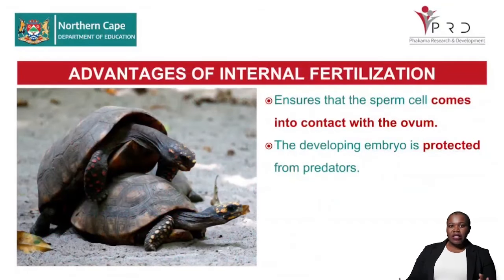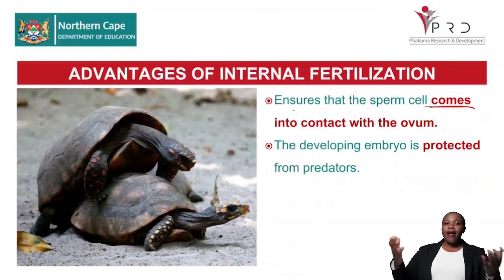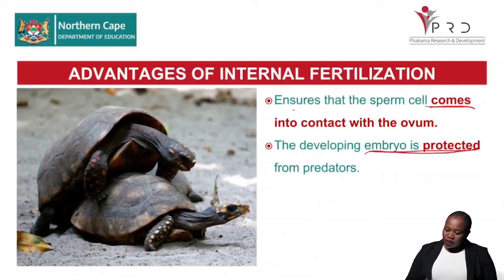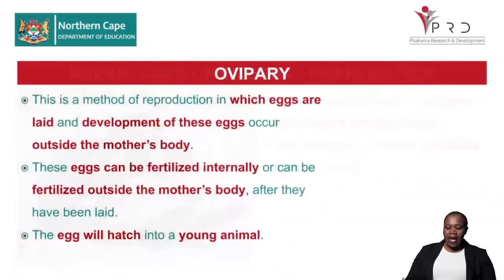So, as I just said, there are a lot of advantages than disadvantages in this case, because this ensures that the sperm cell and the egg cell come into contact within the mother's body. Unlike when the female releases the egg cell, the male releases the sperm cell, and chances of them coming together are reduced in that way, right? And the developing embryo is protected from predators, as I have said, which is different from external fertilization.